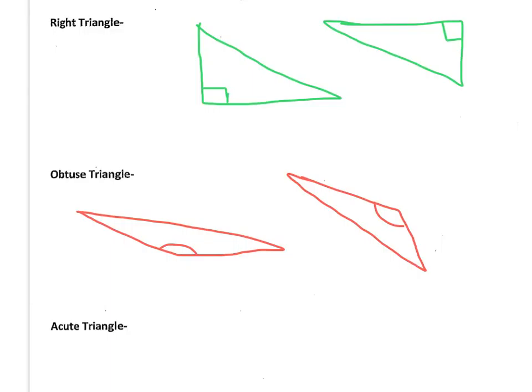Acute triangles are triangles where all three angles are less than 90 degrees. So any triangle where all the angles are less than 90 would be an acute triangle. So those are some examples of acute triangles. There's a couple other types of triangles we're going to talk about.